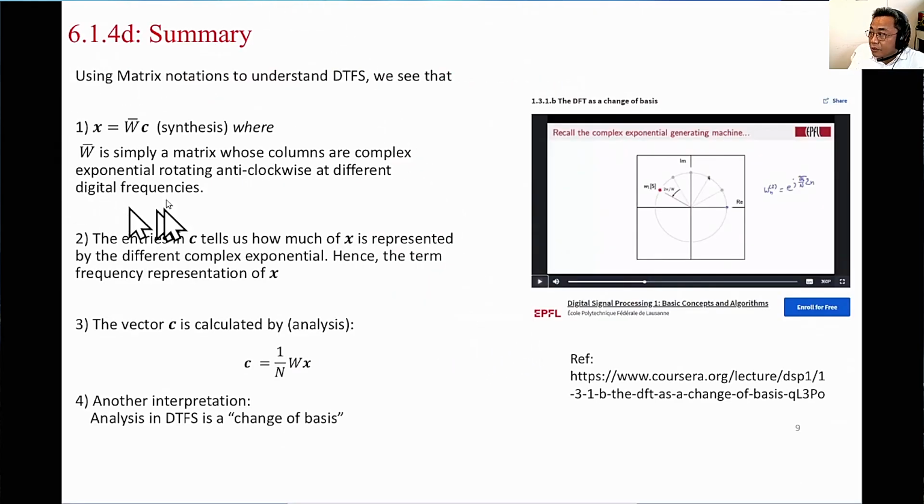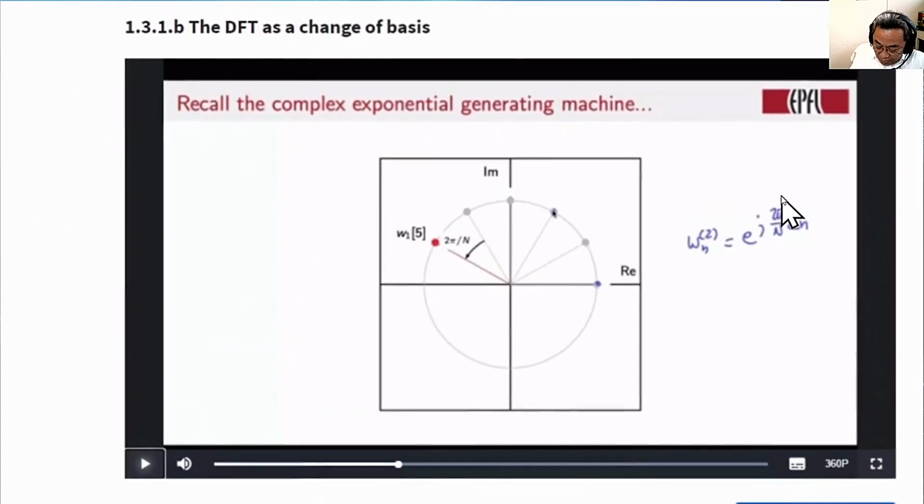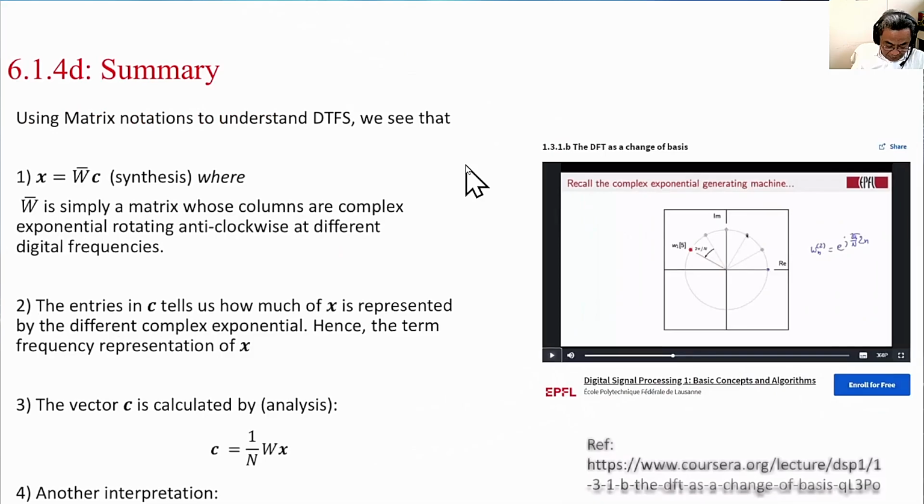And that's it. Maybe I would suggest you go to this EPFL course at this link to visualize what omega means, and how omega can be interpreted as a change of angle of a complex rotating phasor when we go from sample 0 to sample 1 to sample 2 and so on. Thank you.